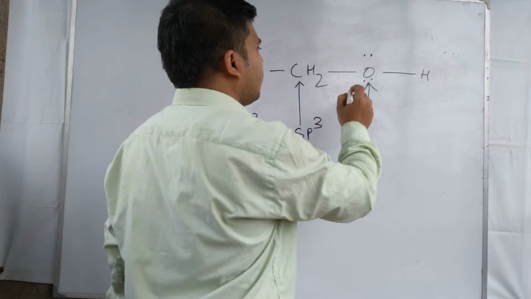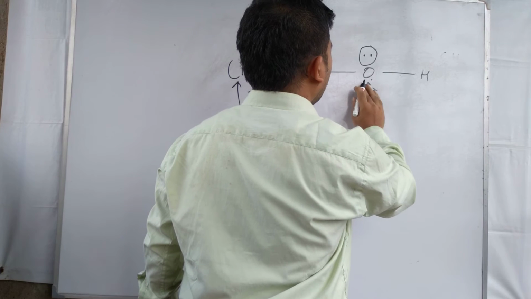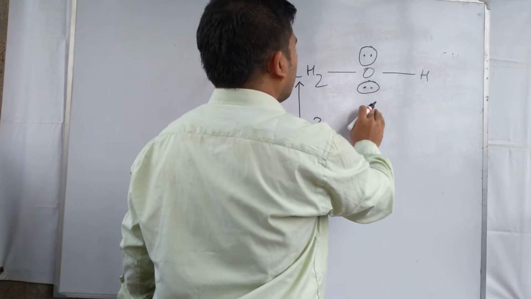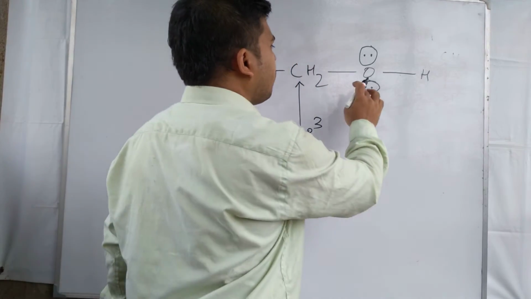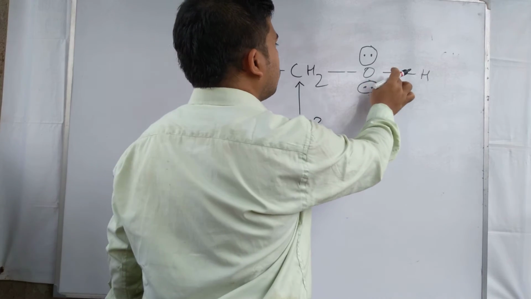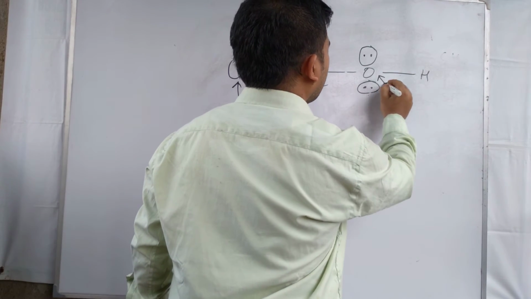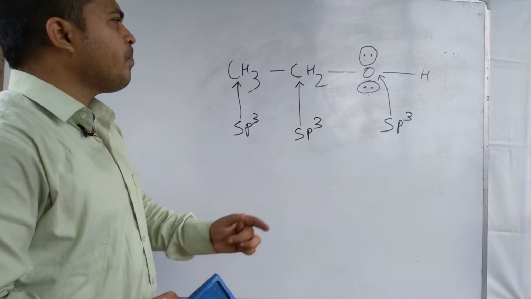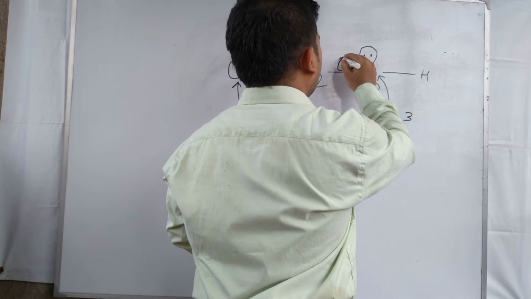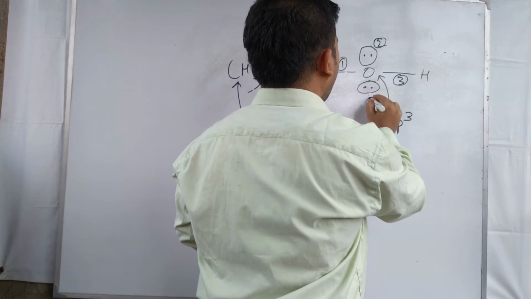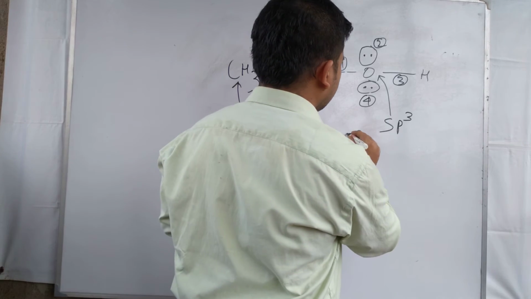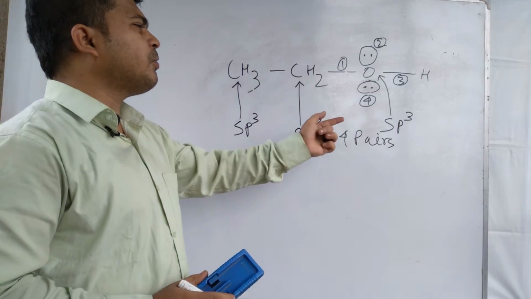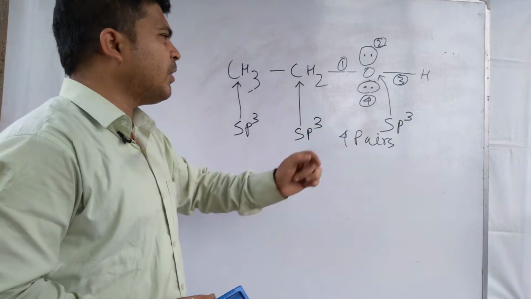Here the total number of pairs is 4, because you have to count these two lone pairs also. The total number of pairs is 1, 2, 3, 4. So for this reason the oxygen here is sp3 in hybridization. Total number of pairs is 4, and for this reason this oxygen is sp3 hybridized.